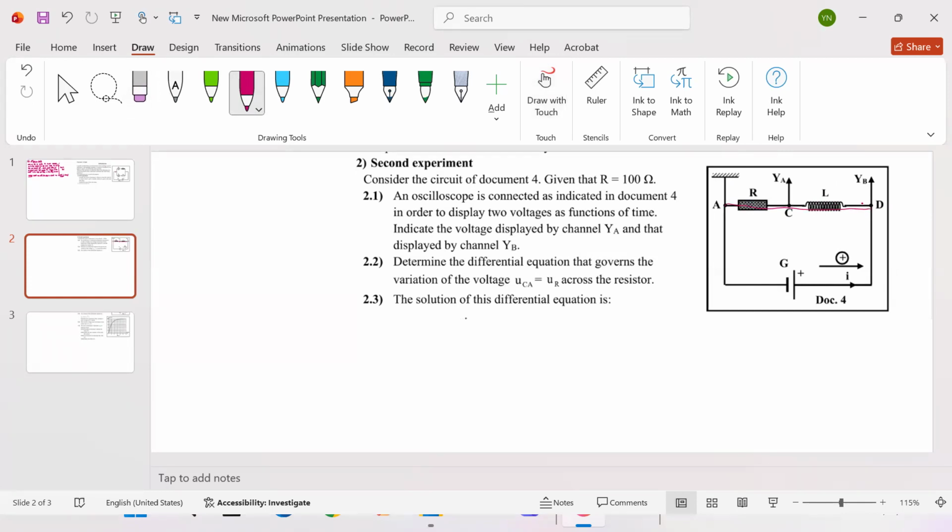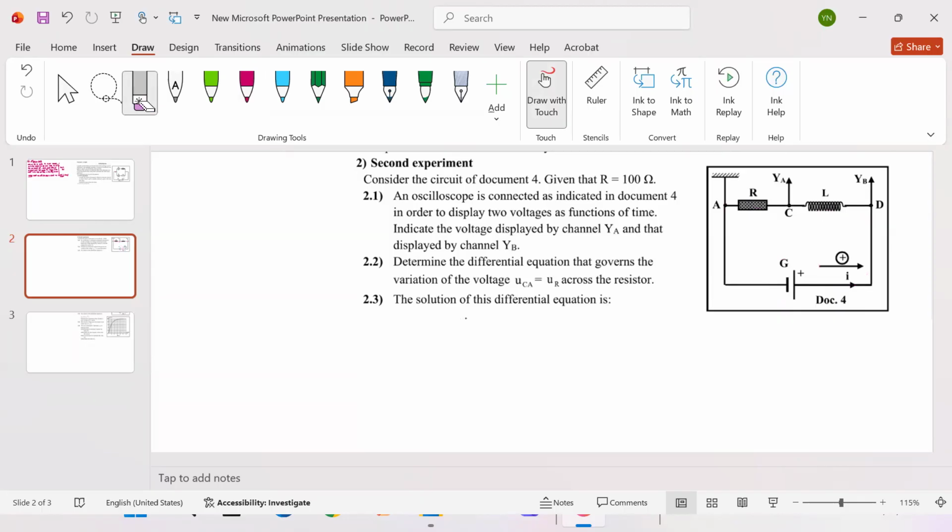When it's measuring the whole thing, that means it's simply measuring the battery or the generator that we have. Of course, we're not trying to put several components under one channel. We're trying to measure one thing and how it's changing over time. So you don't say the oscilloscope of channel 2 is measuring R and L at the same time. It's measuring the generator.